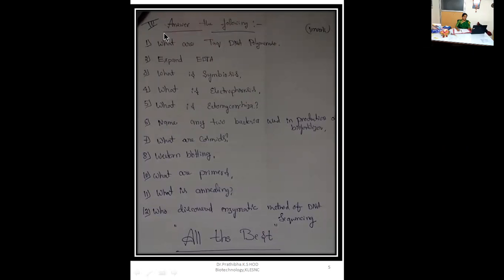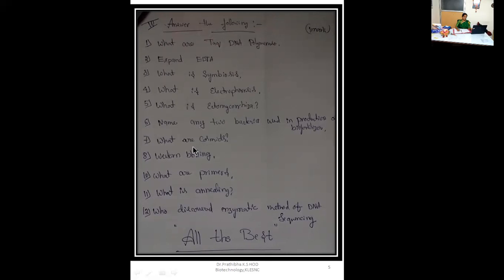Next, fourth main, answer the following. Each question carries 1 mark. First question, what is Taq DNA polymerase? Second question, expand EDTA. Third question, what is symbiosis? Fourth question, what is electrophoresis? Fifth question, what is ectomycorrhiza? Sixth question, name any two bacteria used in production of biofertilizers.